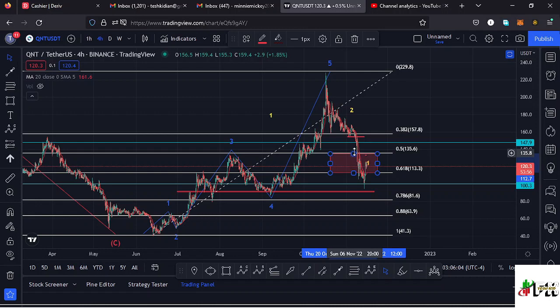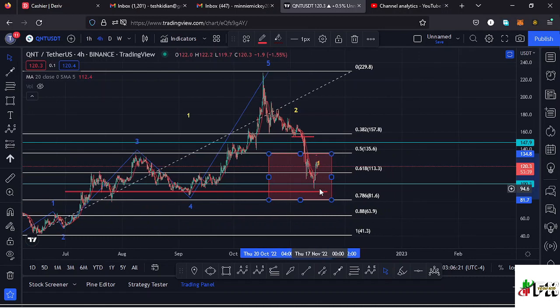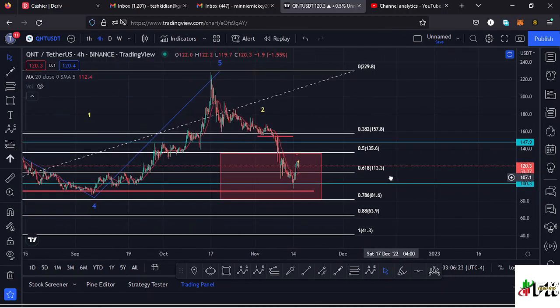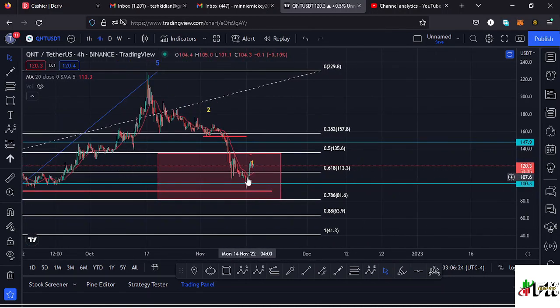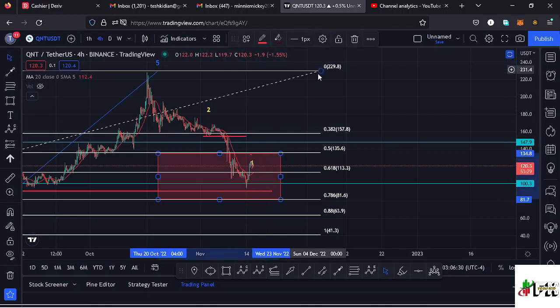But at some point you can see we managed to break out of the target area to the lower side, and having done so I had to extend my target area back to the 0.78 fib level. Quant has continued holding the 0.78 fib level, because you can see we have not retraced into that target area. In case we retrace into that target area and lose the $81.6 mark, then it won't be looking good here on the Quant chart.